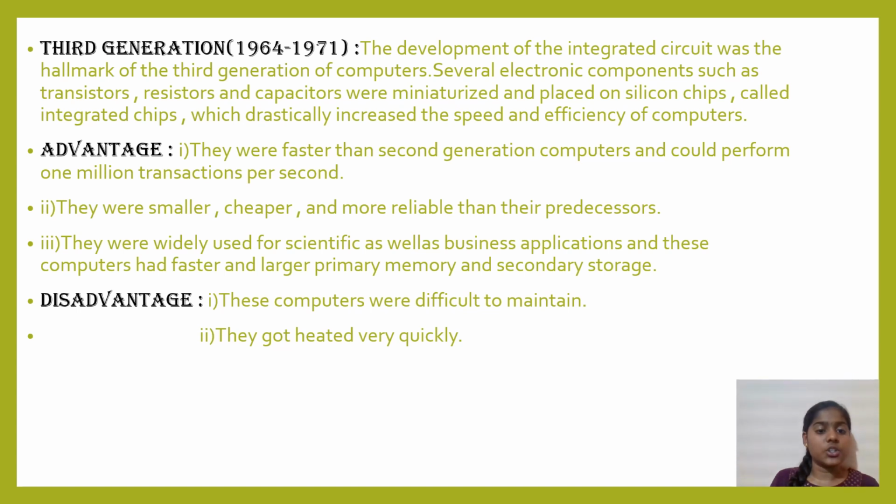Advantages of third generation. They were faster than second generation computers and could perform 1 million transactions per second. Second, they were smaller, cheaper and more reliable than their predecessors. Third, they were widely used for scientific as well as business applications, and these computers had faster and larger primary memory and secondary storage. Disadvantages of third generation. These computers were difficult to maintain. They got heated very quickly.